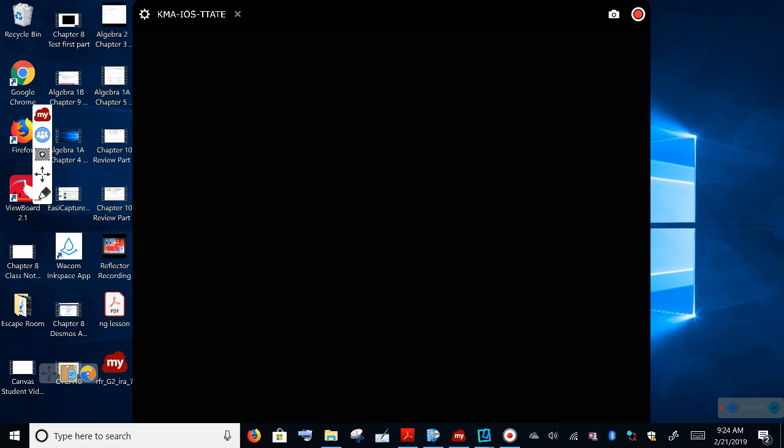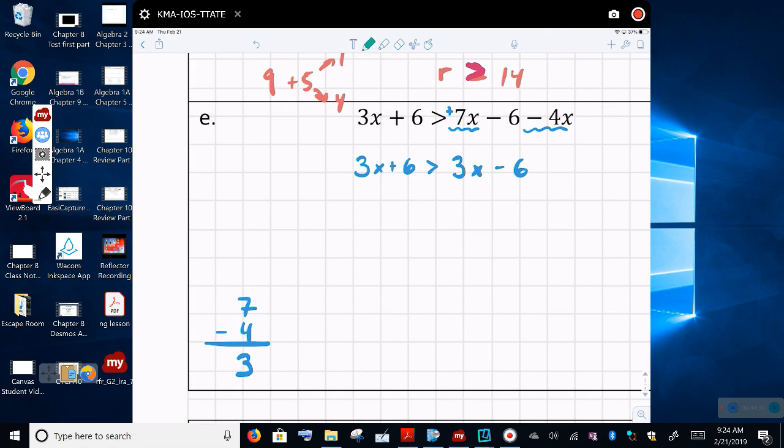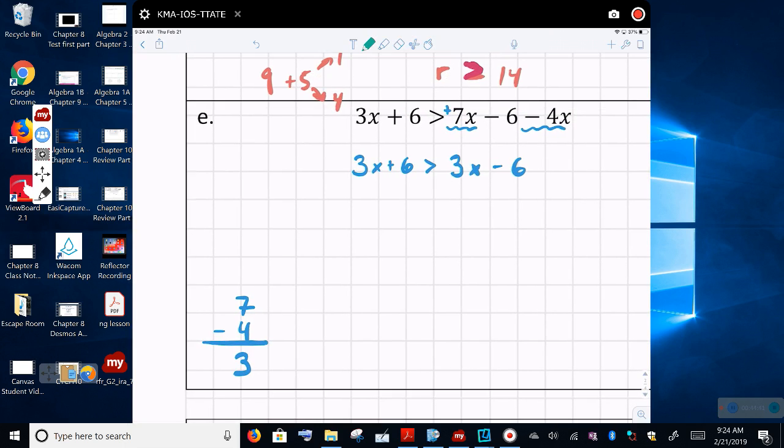What's next? Well, combining like terms normally means on one side or the other. But in a sense, yeah, I want to move all my x's to one side and everything else to the other. Okay, so maybe I subtract 3x. 3x minus 3x is 0x, or just nothing. I have a negative 6. Also, my x's on the left cancel out.